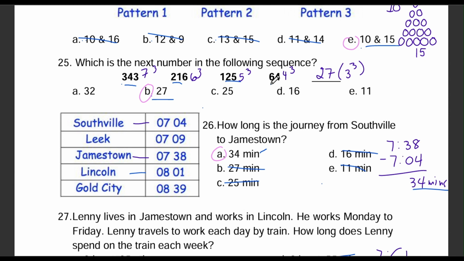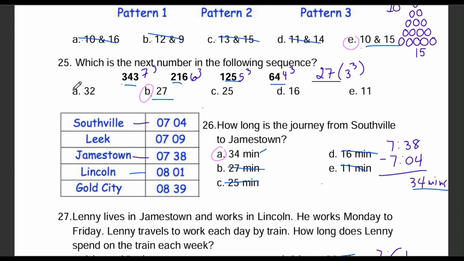4 cubed, or 4 to the power of 3, is 4 times 4 times 4, which equals 64. So what's the next number? Well, we're counting down, so the next one would be 3 cubed, or 3 to the power of 3, which is 3 times 3 times 3, and that equals 27. That's why B is the correct answer.